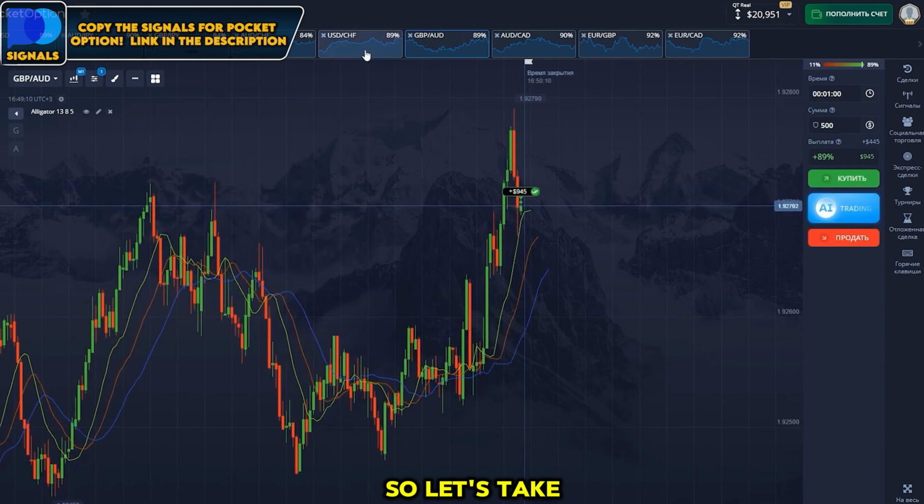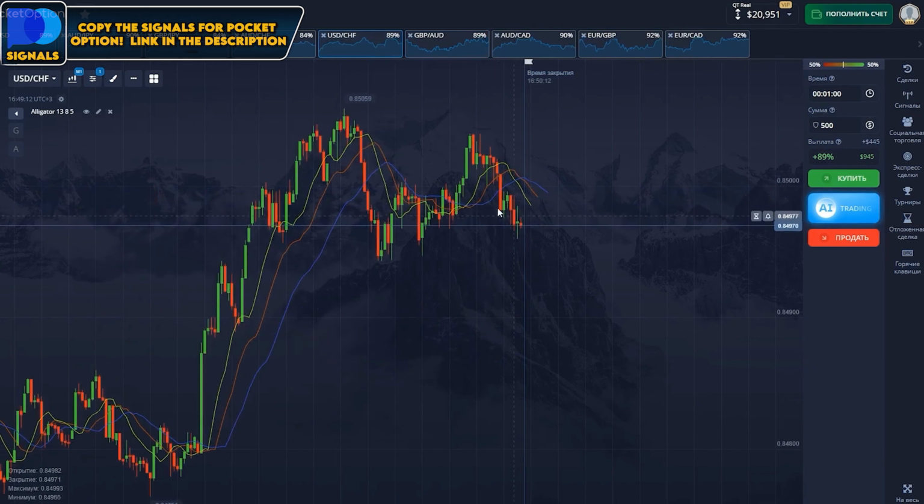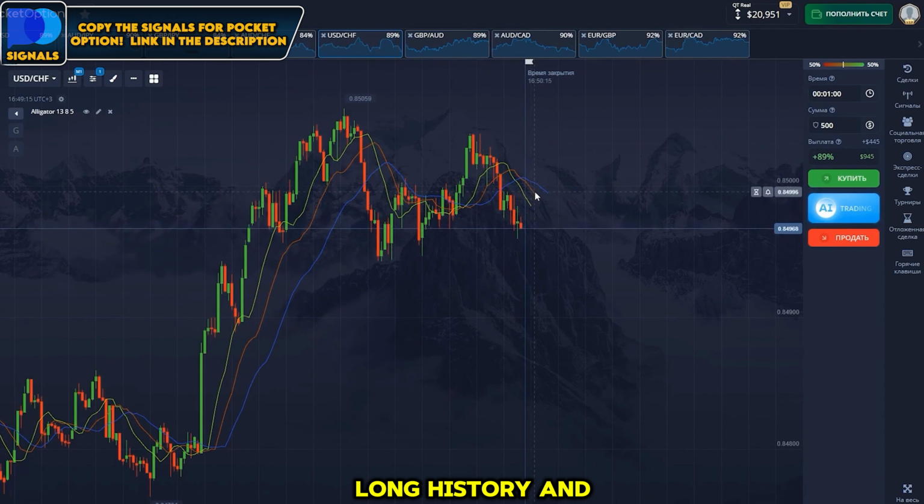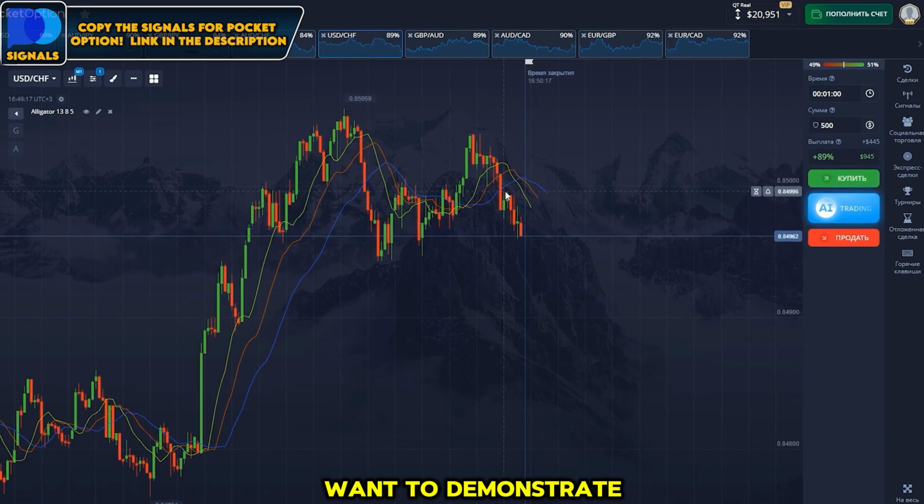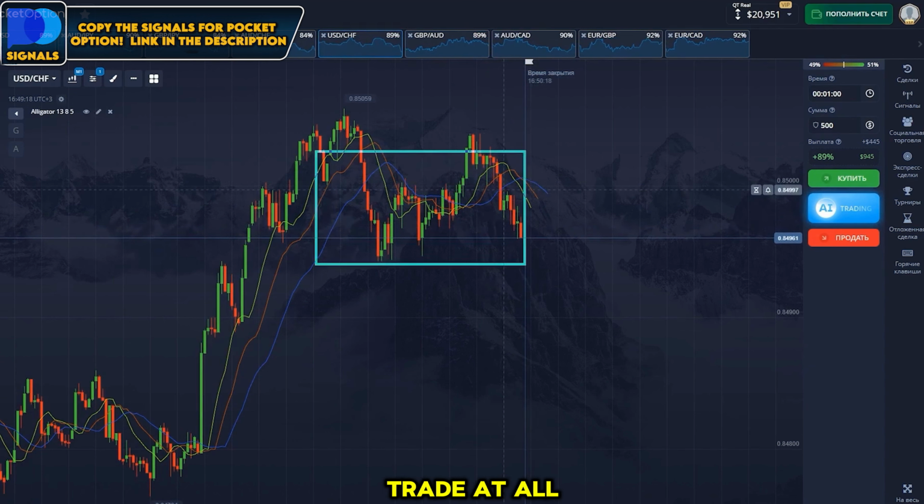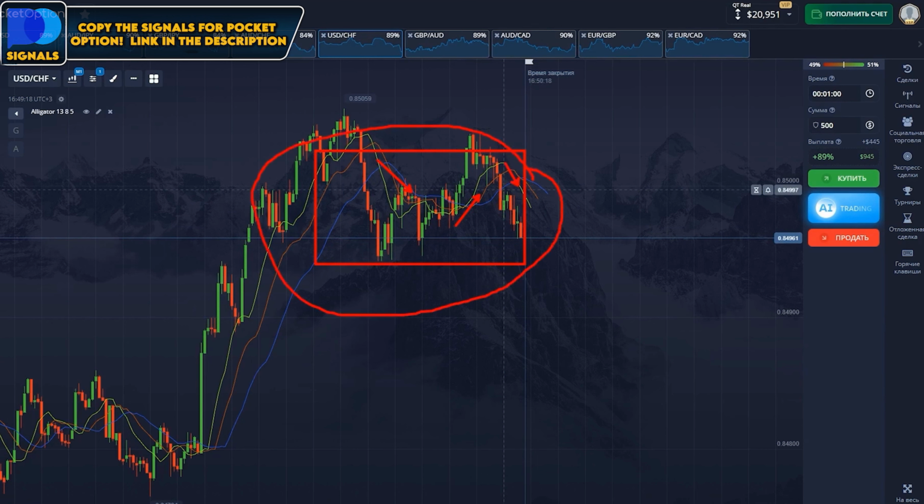So let's take a look at another currency pair. Here we don't have such a long history, and I want to demonstrate a moment when it is not advisable to trade at all. We see here that the price changed its movement very often, meaning here the price seems to be going down, here it seems to be going up, and here again down. We skip this asset. It is not worth trading on this asset.